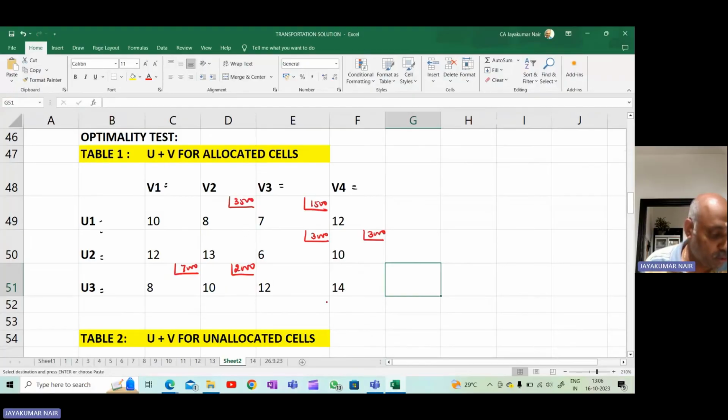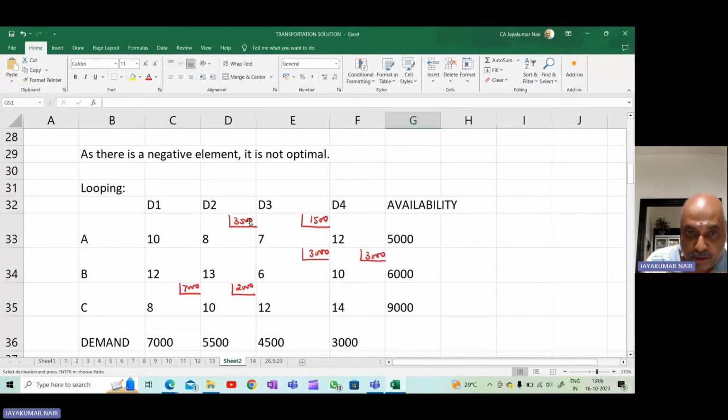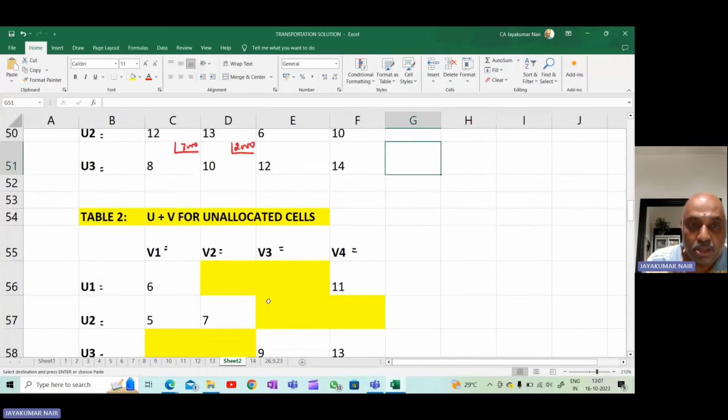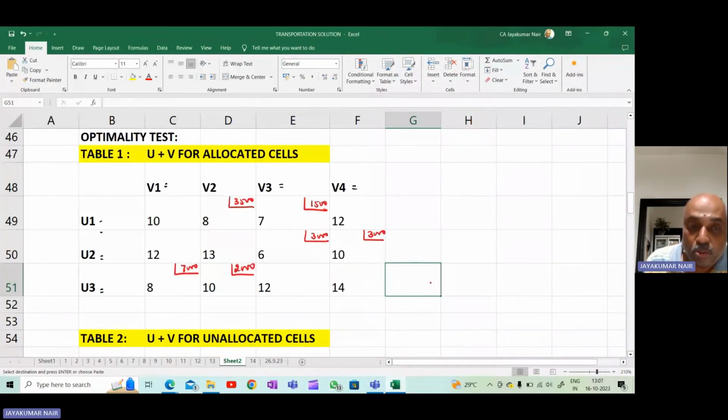You find the row or column which has the maximum number of allocations. So here, 1, 2, 3, 4, 5, 6. Six allocations. So we've got 6 here, and here also 2, here also 2, here also 2. You can take any one as the base. I'll take the first one as the base. So I'll write here, this is base.